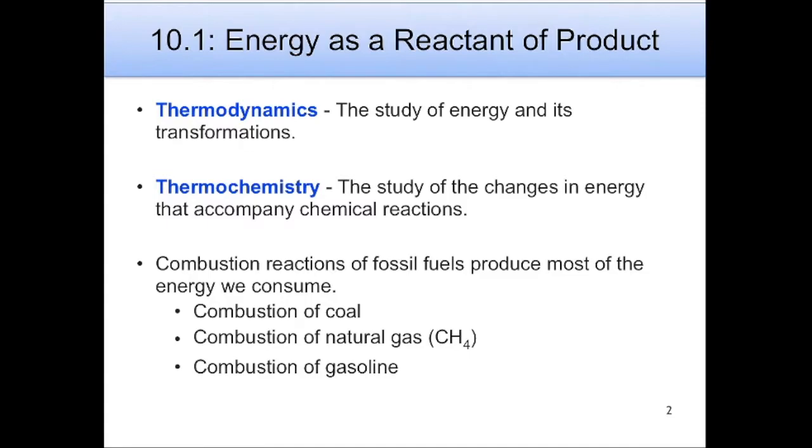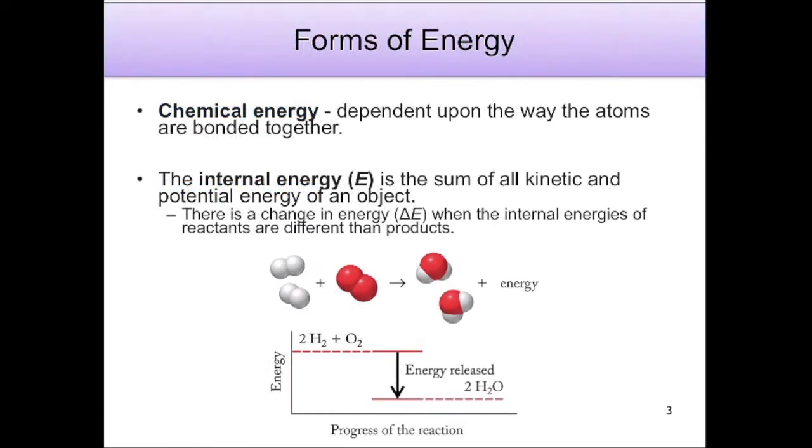So some common chemical reactions that are used to produce the energy that we use, for example to heat our homes, to run our vehicles, are combustion reactions. So for example, the combustion of coal and natural gas help to heat our homes. The combustion of gasoline and fuel help to move us in our vehicles. So the energy that is produced when combustion reactions occur is what we can call chemical energy. And the amount of chemical energy that a reaction can produce is dependent upon the way the atoms are bonded together. So stronger bonds that are broken are going to be able to release more energy as that reaction proceeds.